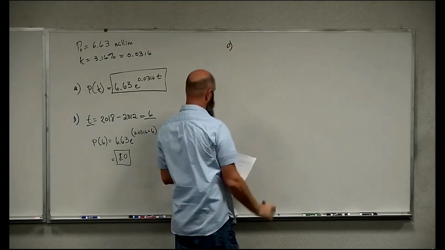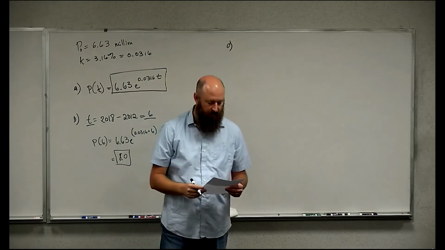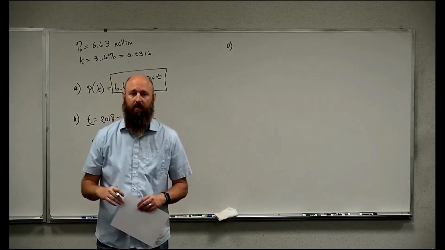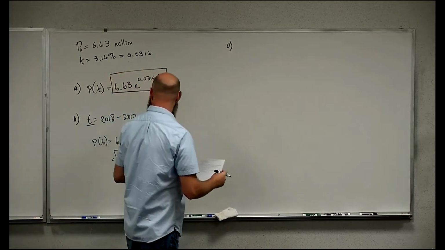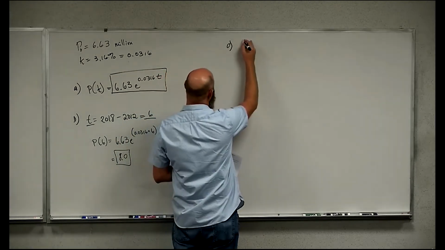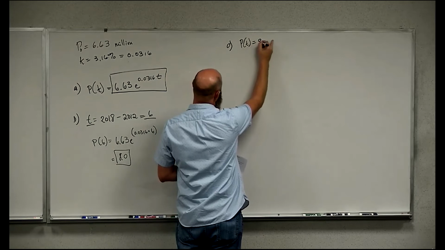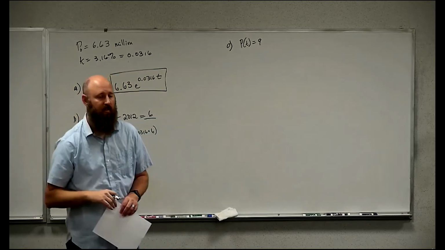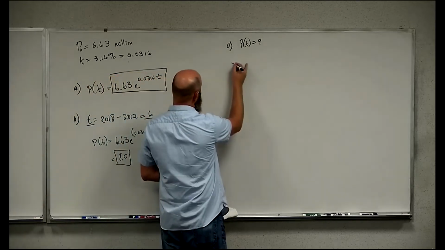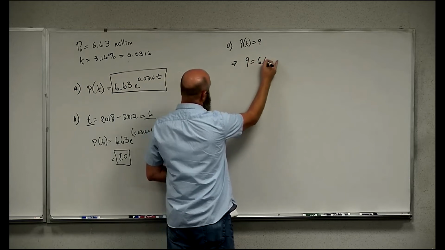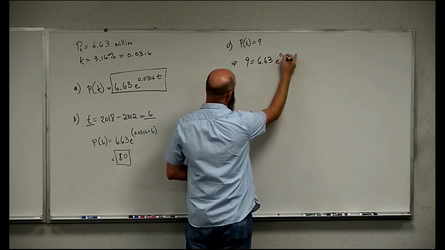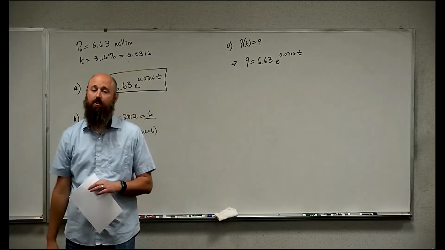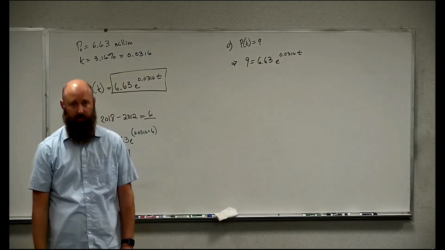All right, part C. It says the population of the city will be 9 million in how many years? Also, how many years it takes to get to 9 million. So what that means is we know now P of T equals 9. All right, that's what we're looking at. That's the end. It's 9 for those. So we're looking for our T value. So this implies that we have 9 equals 6.63 E to 0.0316 T. Okay, we're looking for T because we're looking for time in years, all right?